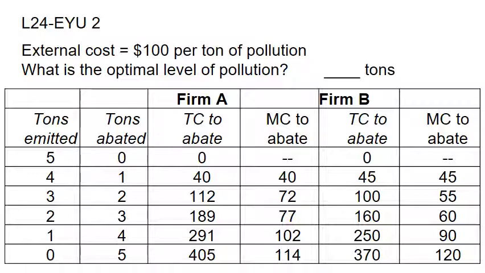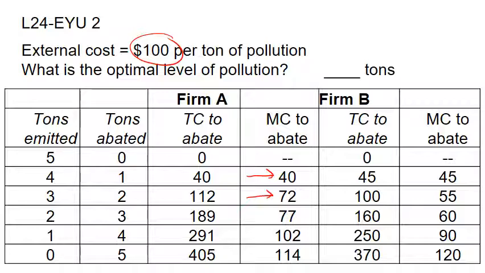Second question. Suppose we know the external cost is $100 for each and every ton of pollution. What's the optimal amount of pollution? Let's walk this through here. So the question is, which imposes a bigger cost on society: to abate the pollution or to suffer the external cost? Well, let's look at firm A. The marginal cost of the first ton of abatement is only $40. It's better for us to pay $40 to abate that first ton than it is to bear the $100 external cost. So we should abate the first ton.